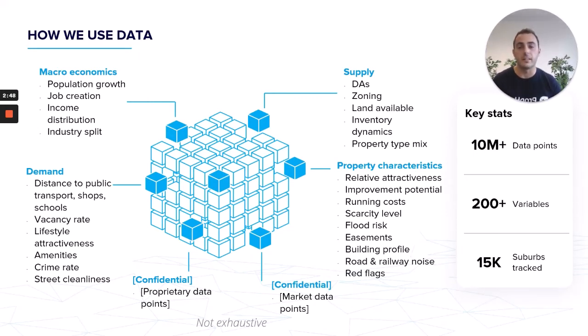Think also about distance to public transport, distance to train, distance to schools, the quality of the schools, crime rates, quality of the streets, quality of the property as well. So think about improvement potential, running cost, scarcity level, all of that. Too many to cite right now, but we use over 200 variables to identify the best areas and the best properties within these areas.